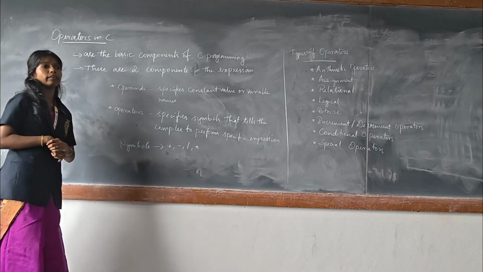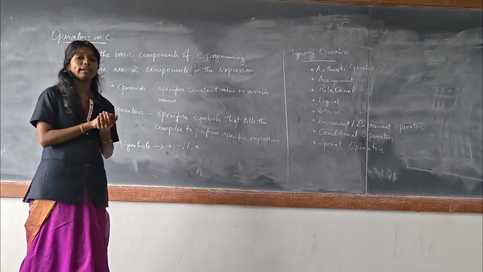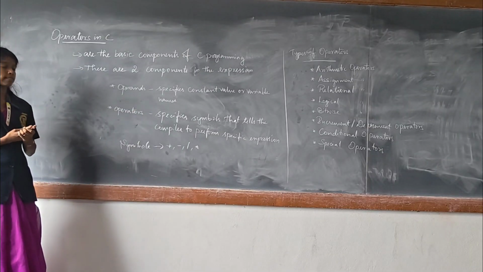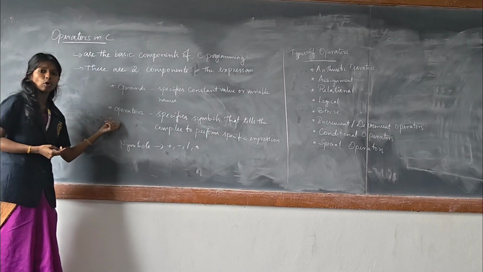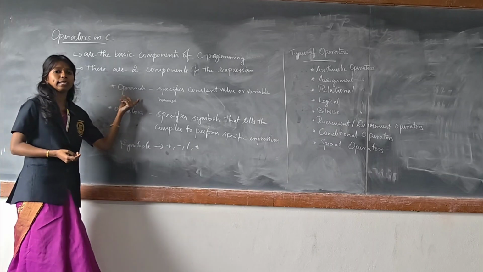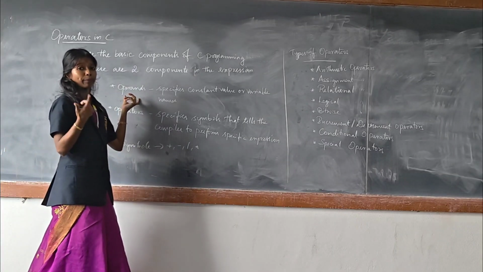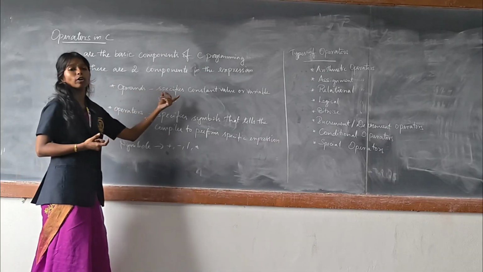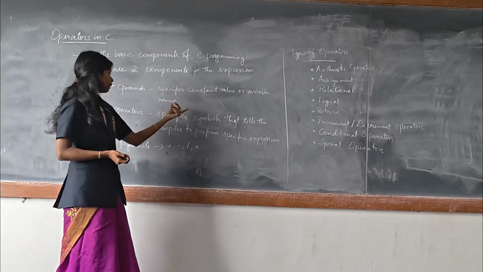First, we are going to see where operators come from. In an expression, we have two components: one is the operand and the other is the operator. First we are going to see the concept of operands. What is an operand? An operand is nothing but it specifies the constant values or variable names.